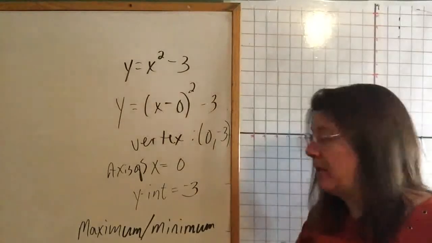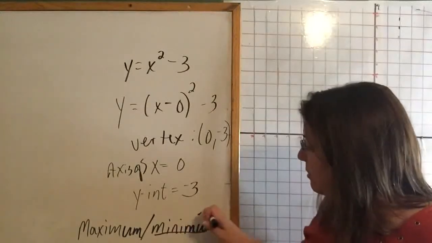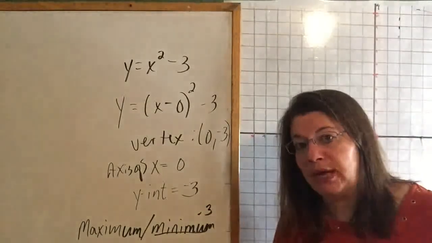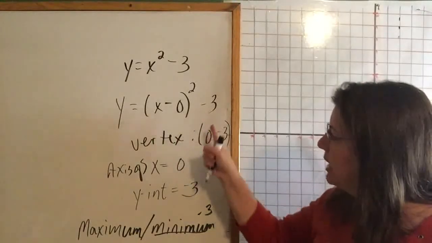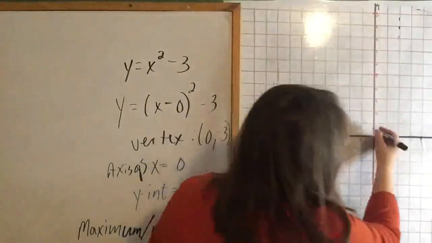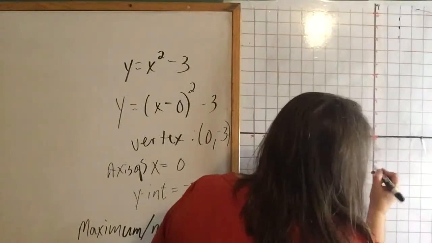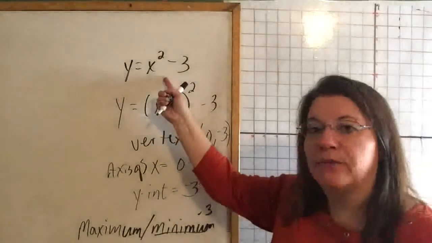So that's another thing they might ask us for. So in this one, we have a minimum, and that minimum is at -3. So now if I graph this one, I know that my vertex is (0, -3). So I'm going to put that down here, (0, -3). This one would also be very easy to find the roots for.